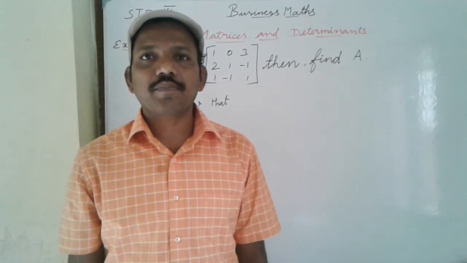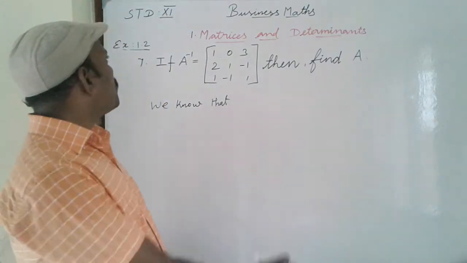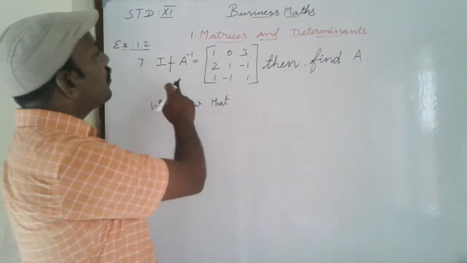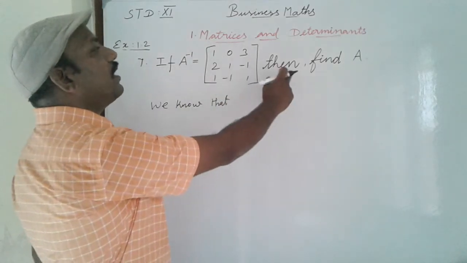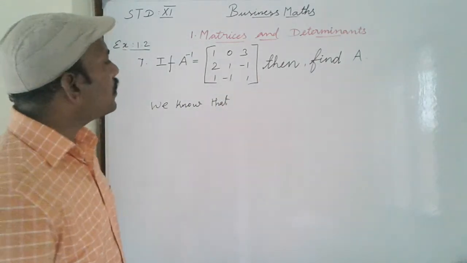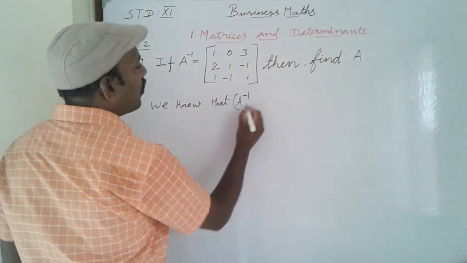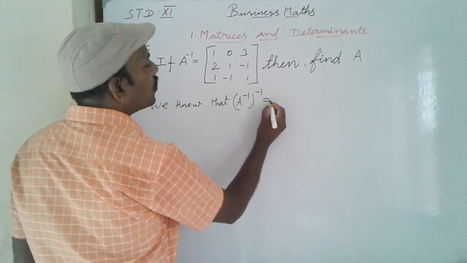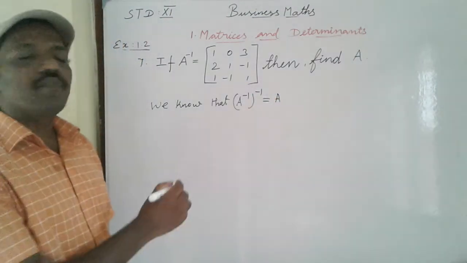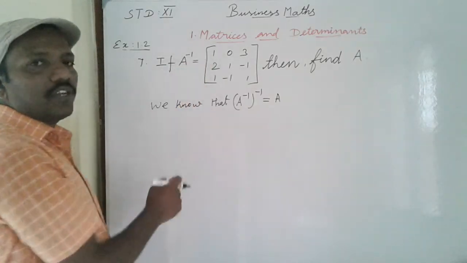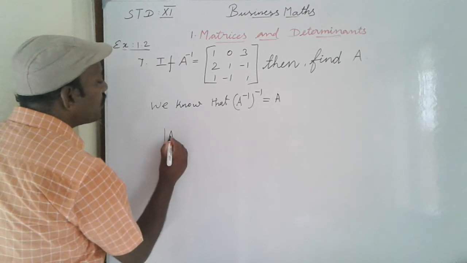11th standard business maths, first chapter matrices and determinants, exercise number 1.2, seventh sum. If A inverse is equal to the given matrix, then find A. We know that (A inverse) whole power inverse equals A. So we should find A inverse's inverse. First, we should find the determinant of A inverse.